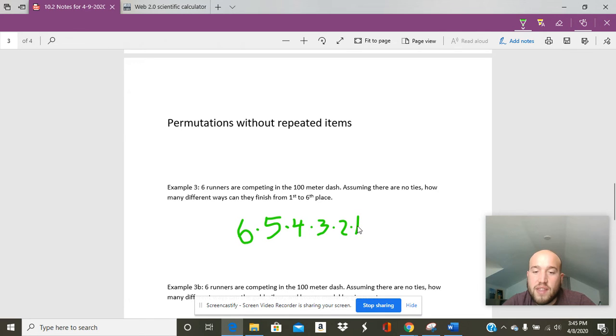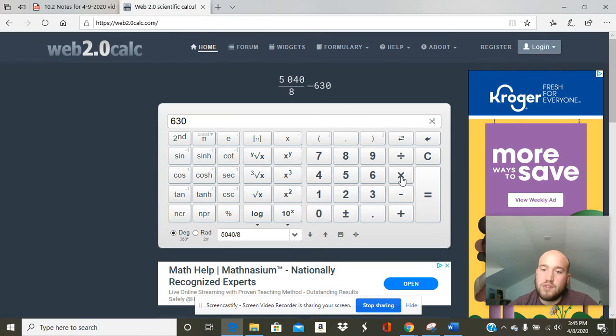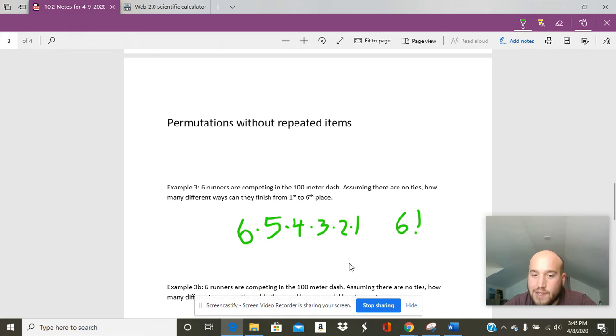So if we look at that, that is the same as 6 factorial, which is what we learned yesterday how to do. So 6 factorial, and we get 720 different ways that these runners can finish. Okay, now that's when we care about all of them.